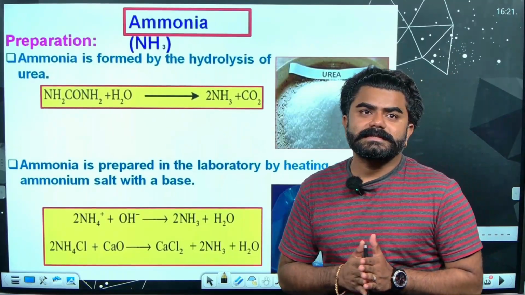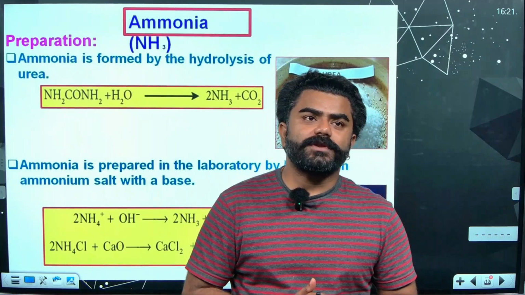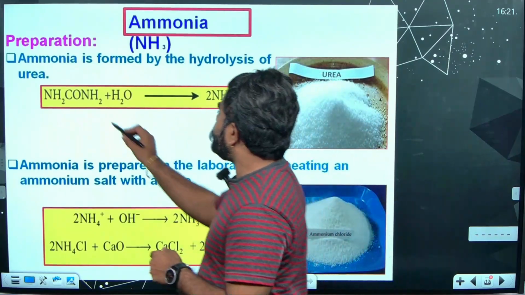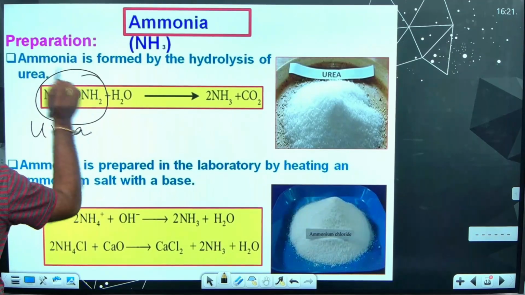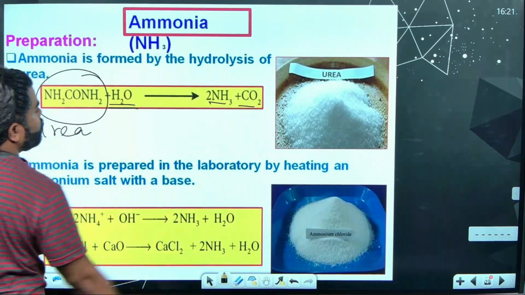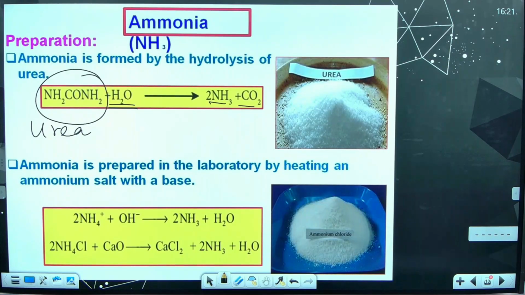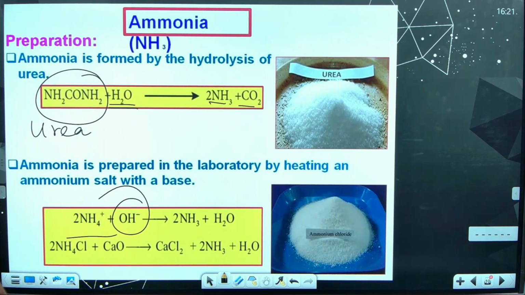Now let us see one other method for the preparation of ammonia. That is, we take amide CONH2. This is urea, right? Urea எடுத்து hydrolyze பண்ணோம் அப்படின்னா we get ammonia with evolution of CO2. Then one other method is by taking ammonium salt with a base. Ammonium salt ஒரு base கூட treat பண்ணா ammonia form ஆகும். This is one other way of preparing ammonia.